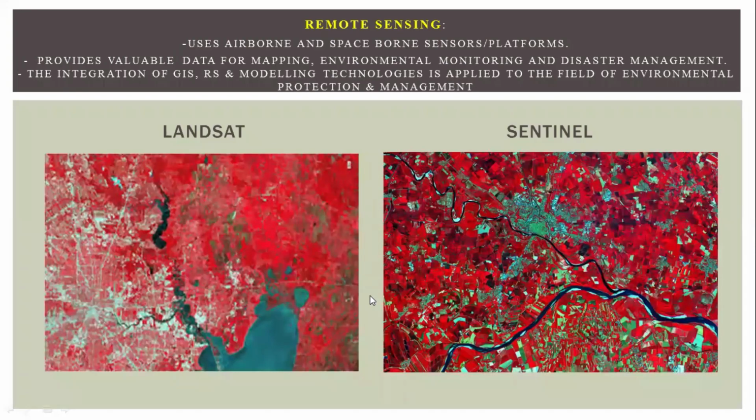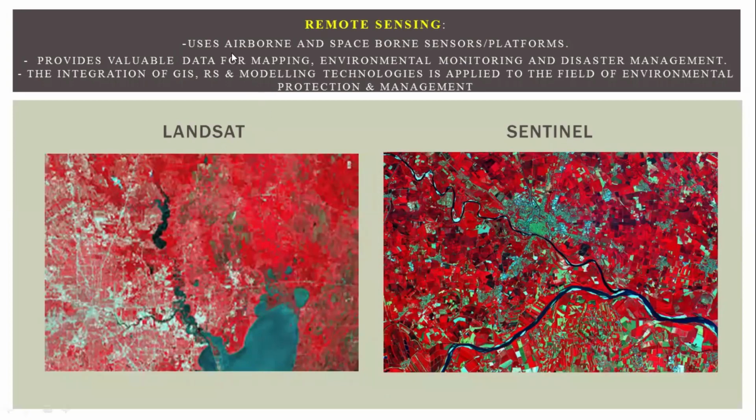Now you have to know what is remote sensing. The previous slides told you about GIS. Now, what is remote sensing? In very simple terms, it is when we obtain the data not by being physically present there. That is why we are using the word remote. We obtain the data through remote access. That is why it is called remote sensing.